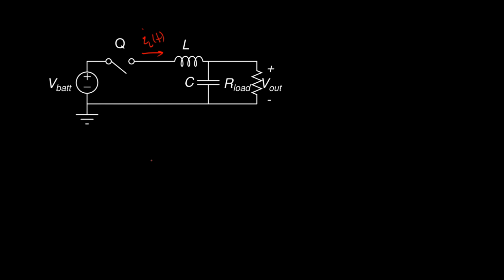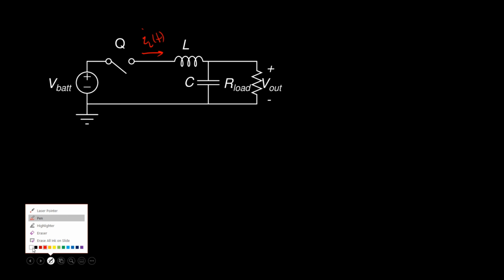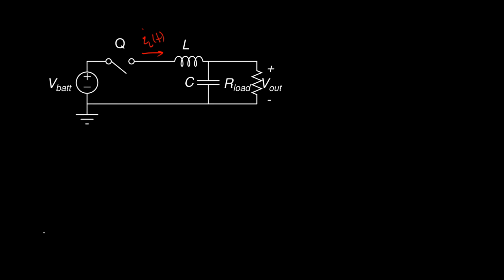Perfect. So if we just stick this filter into our previous circuit with this one switch, this is what we get. However, there is a problem, right? And to understand what that problem is, we have to look at this inductor current, IL of t. Right, so let's plot this over time.